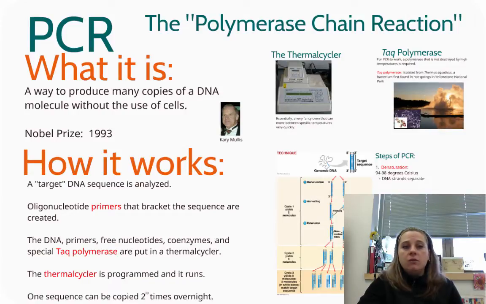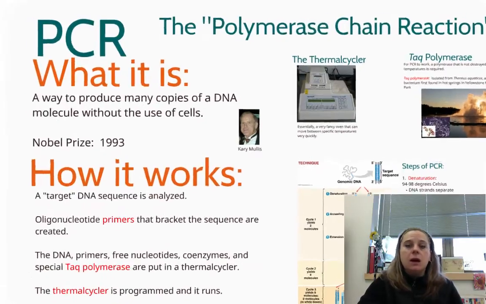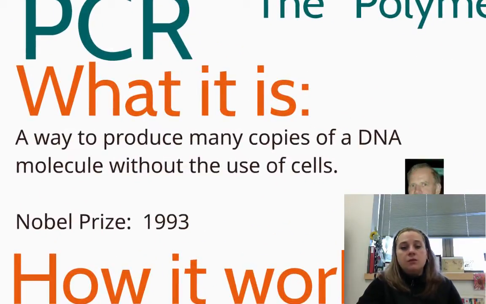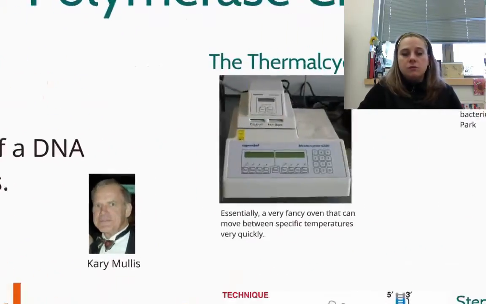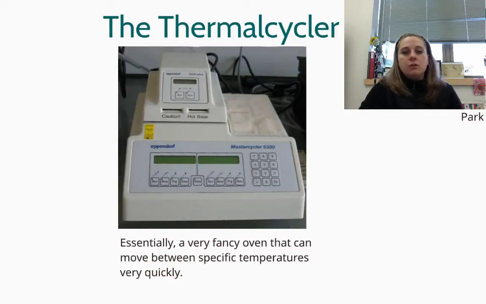So without the use of cells. As long as I have the DNA, I don't need cells to do it. So very cool. We say thank you, Kary Mullis. The thermocycler is what you need. I like ours better than this picture because it's purple. What can I say? Essentially it's a very fancy oven.